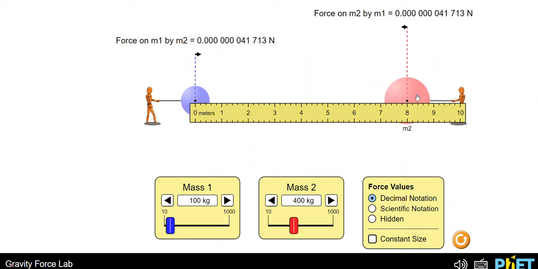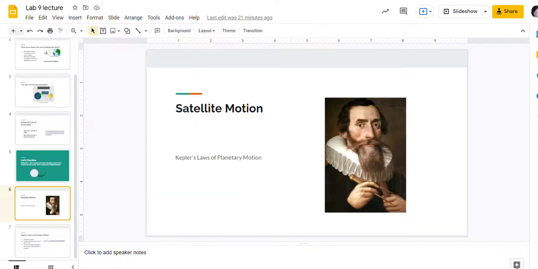So if I were to double the distance to 8, it should be 1/4 as much. So if you take that original number and divide it by 4, you should be getting 0.0000041713 newtons.